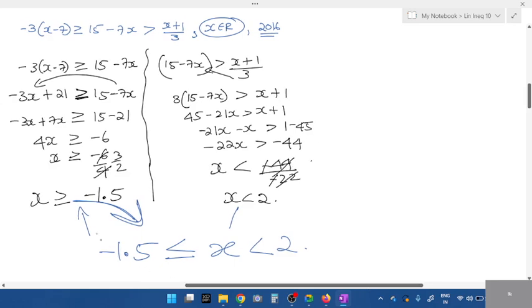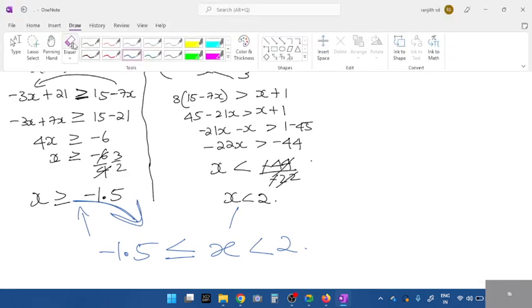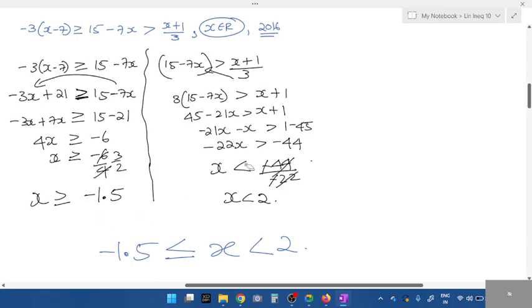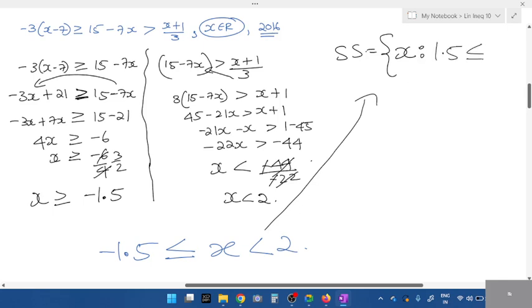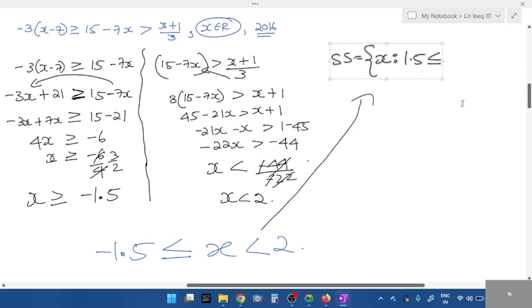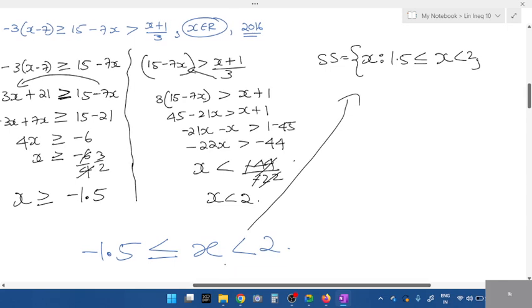Now, x belongs to real number, right? For real number, what is the solution set, students? How do you write solution set? We don't write answer. For solution set, what did I tell you? X such that, just copy this. All of you respond. X such that 1.5 less than equal to, what did I tell you? You have to put comma and write x belongs to real number.